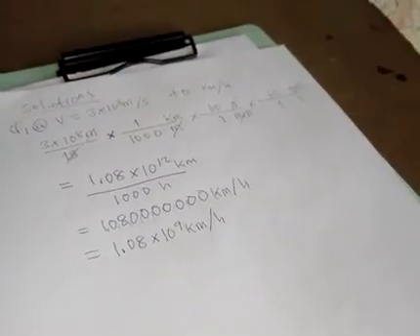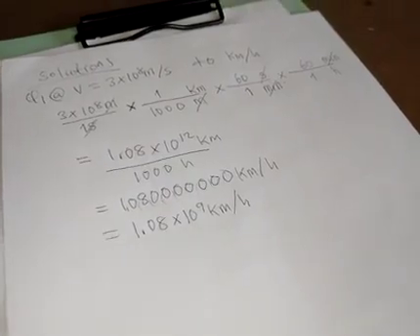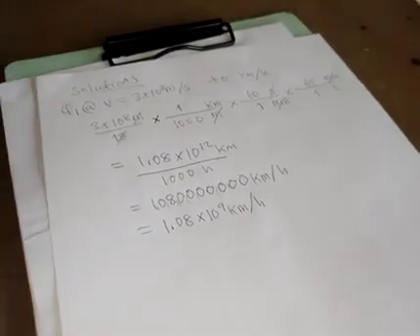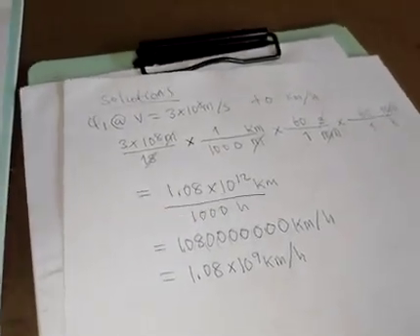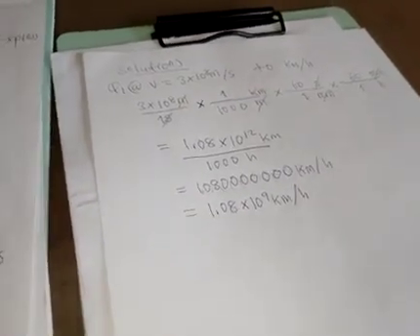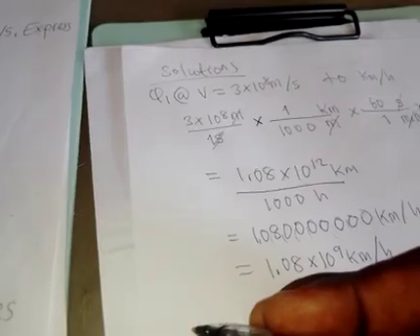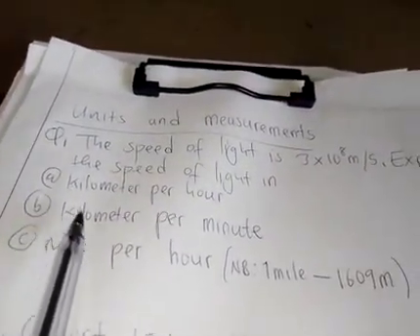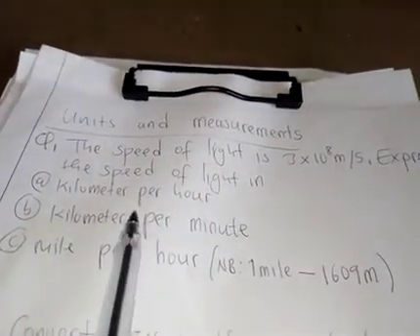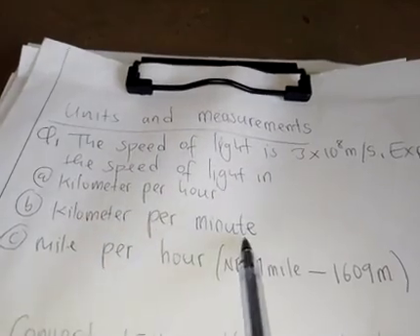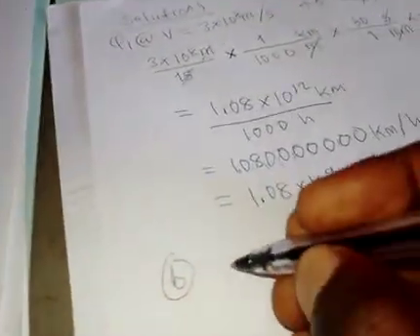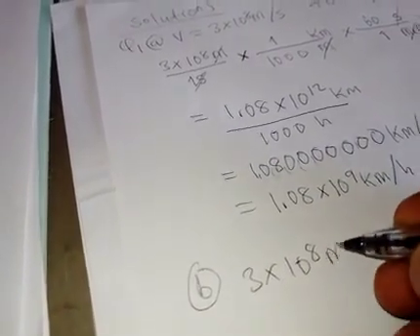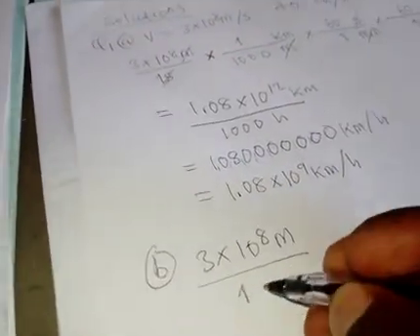So we have converted the speed from meters per second to kilometer per hour. That's how you go about it. That's the concept to use. Then let's go to B. For B, we should convert the speed of light from meters per second to kilometer per minute. So we'll start with the same speed of light, which has been given, 3 times 10 to the power 8 meters, over 1 second.